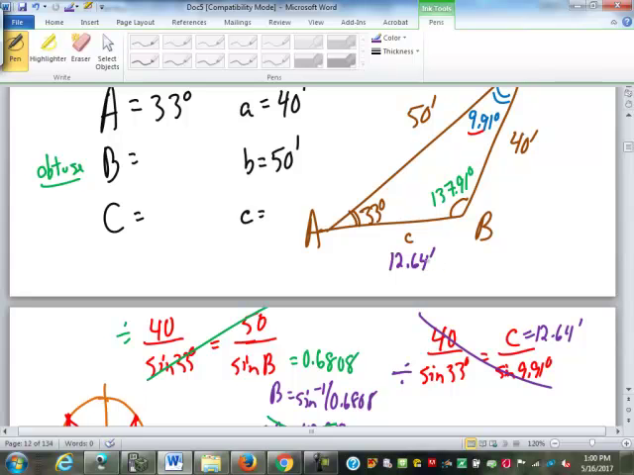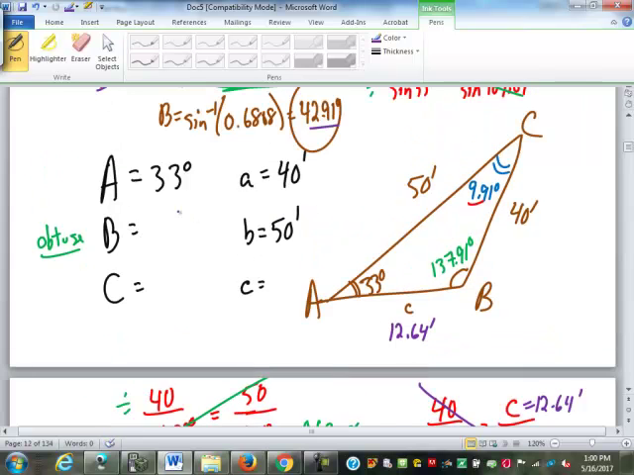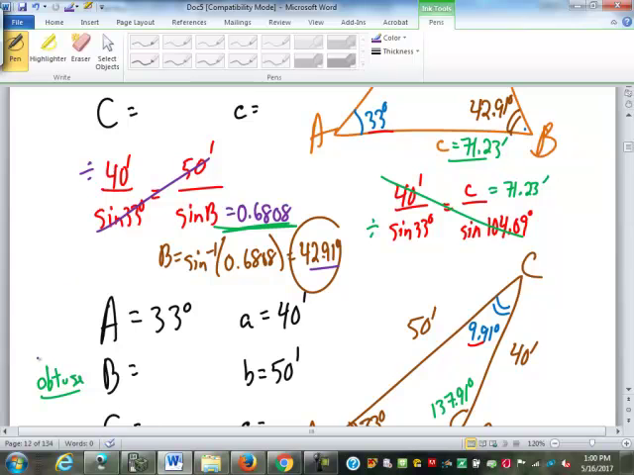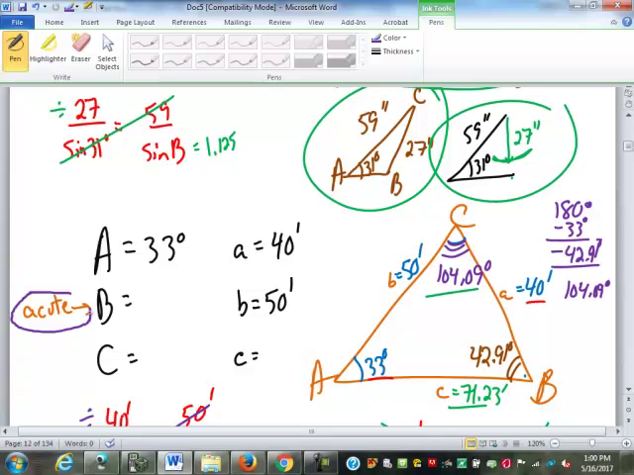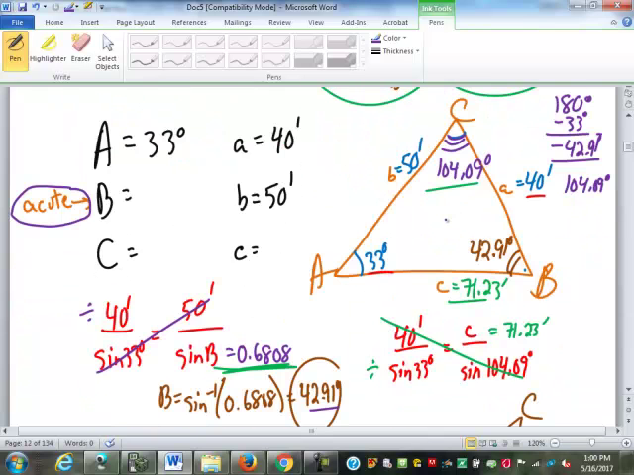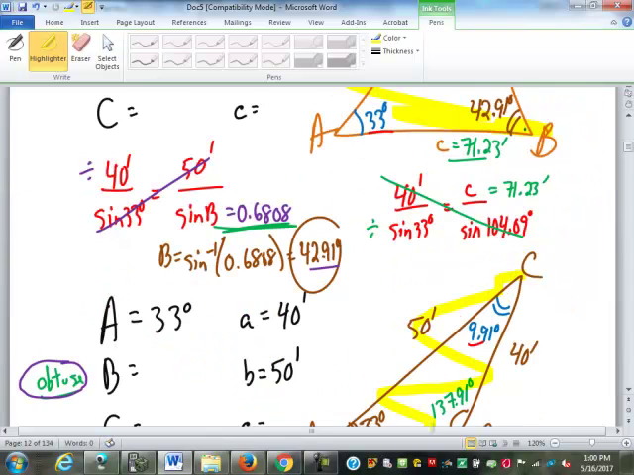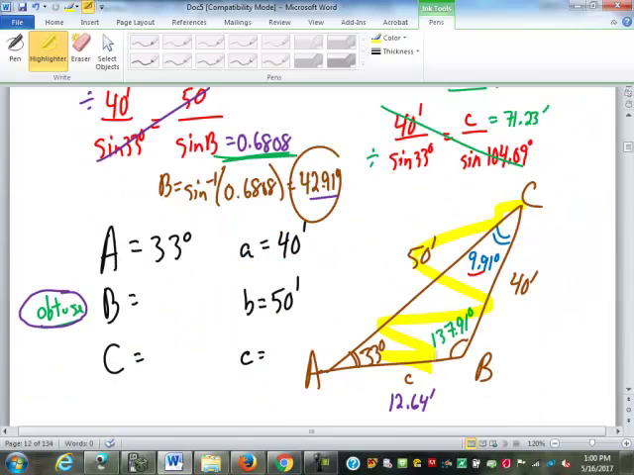So you can see the same information given. The only difference is I tell you that B is obtuse here and B is acute here. Gives us very different triangles. This one versus this one. So that's something to watch out for when that opposite side, the side opposite the angle, is shorter than the other side. There's two possibilities.